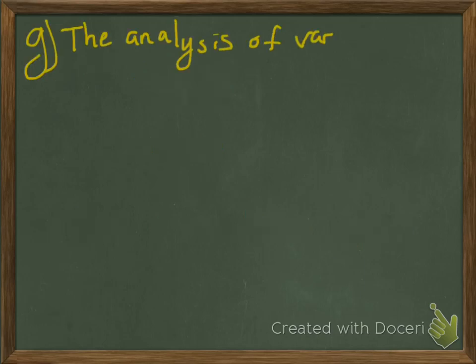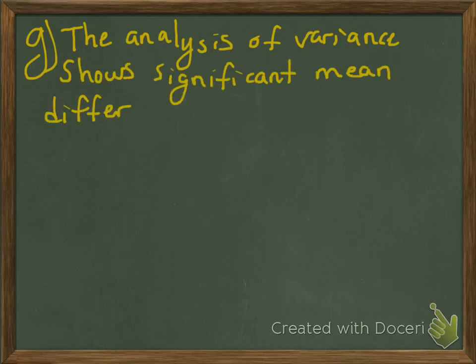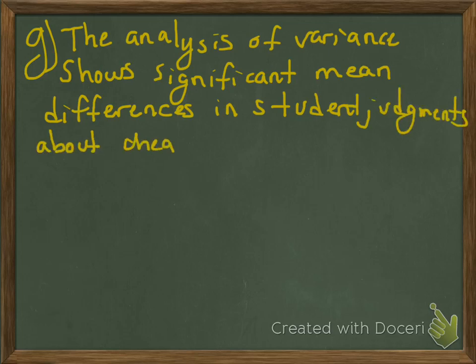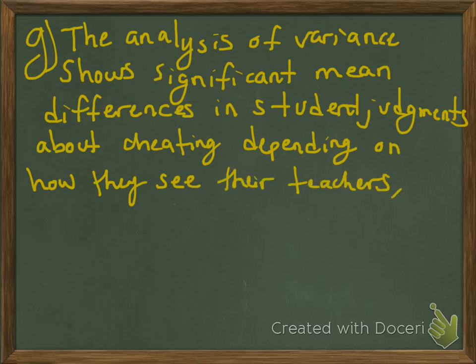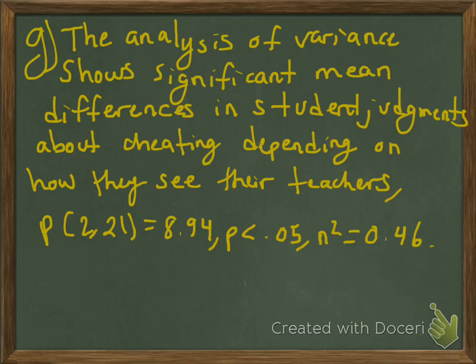Finally, G. The analysis of variance shows significant mean difference in student judgments about cheating depending on how they see their teachers. So this is going to be how you write the results in APA style.